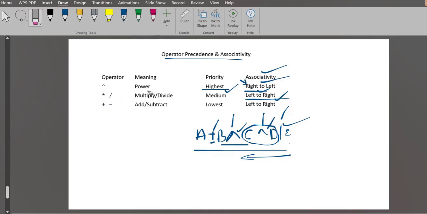All right, so this is precedence and associativity. If you have any doubt, please write in the chat box.